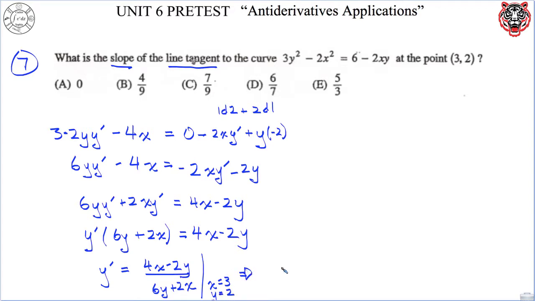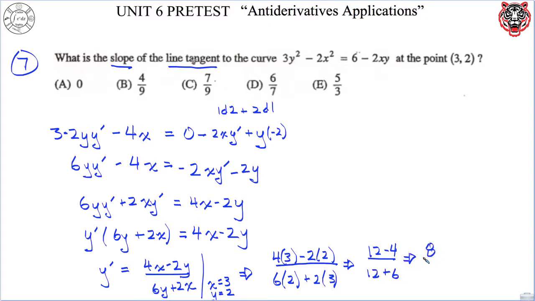And that now turns into 4 times 3 minus 2 times 2, all of this divided by 6 times 2 plus 2 times 3. Now what does that turn into? So that's going to be 12 minus 4, over 12 plus 6. So that turns into 8 over 18. And that is not an answer, so that needs to be simplified into 4 over 9. And our answer is B.